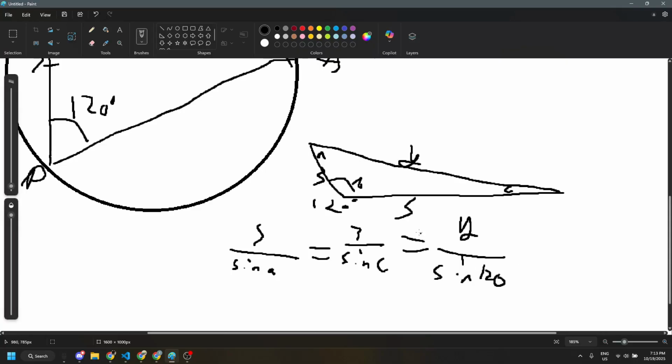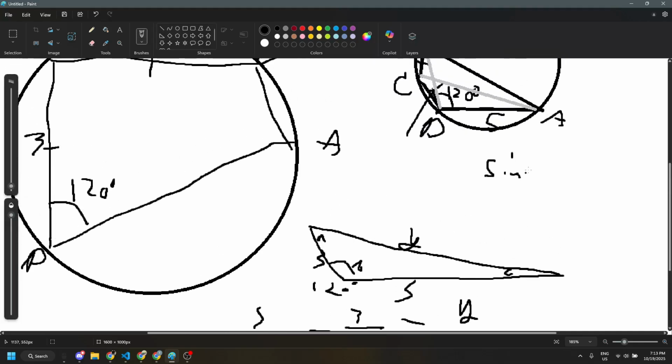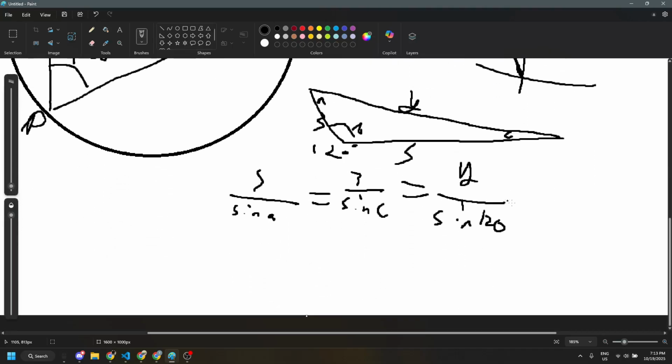Sine of 120 we know is... 120 would be right here. Oh no, it would be up here. It's 30 degrees after 90 degrees. So that gives us root 3 over 2.